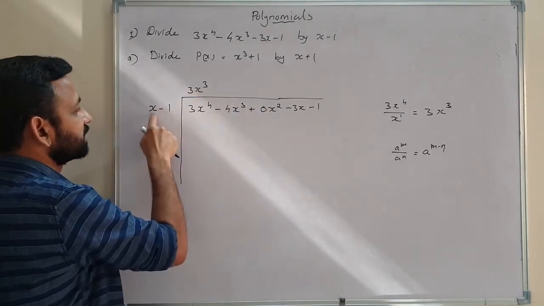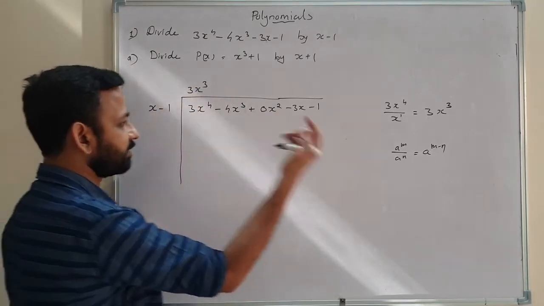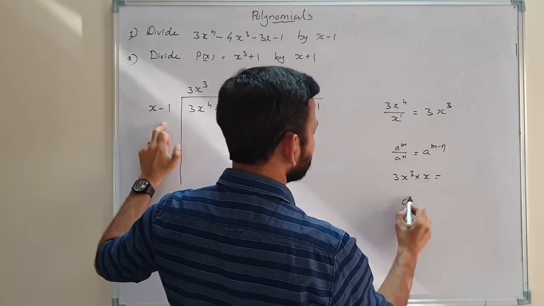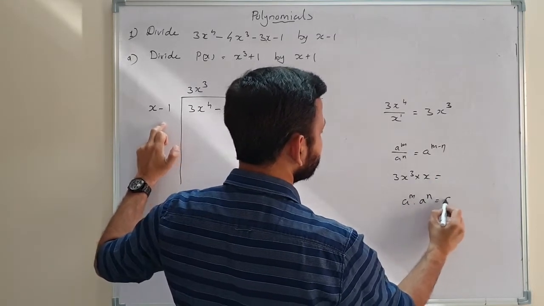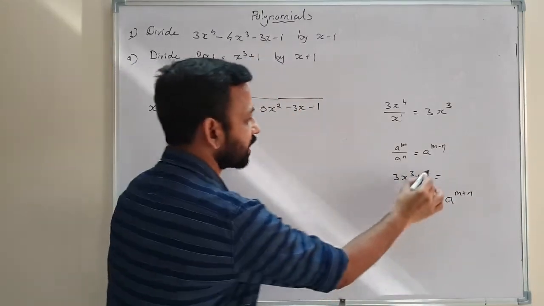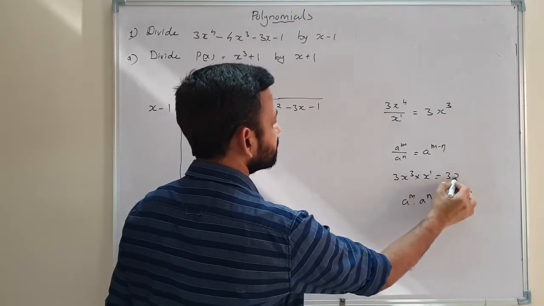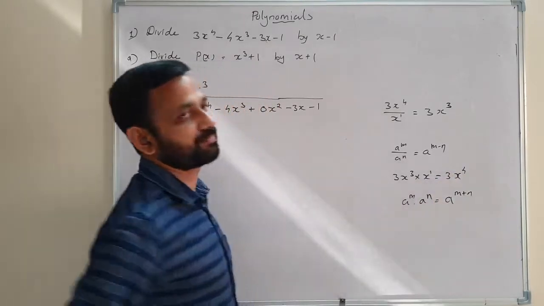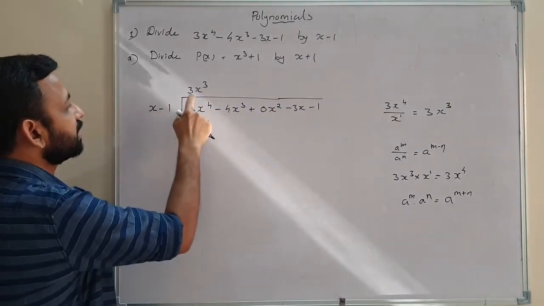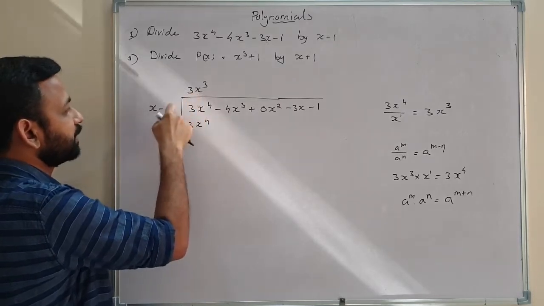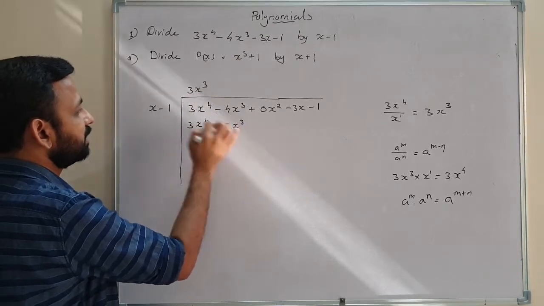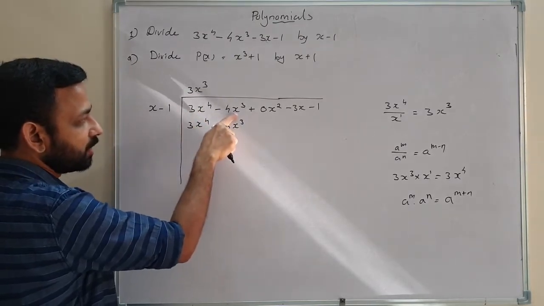So 3x cube into x. Again we will apply the laws of exponents: a to the power m into a to the power n equals a to the power m plus n. So 3 into x raised to 3 into x raised to 1 is 3 into x raised to the power 3 plus 1, that is 4. So 3x cube into x is 3x raised to 4. Then the second term, 3x cube into minus 1, is minus 3x cube, and that term we will write below the x cube term.